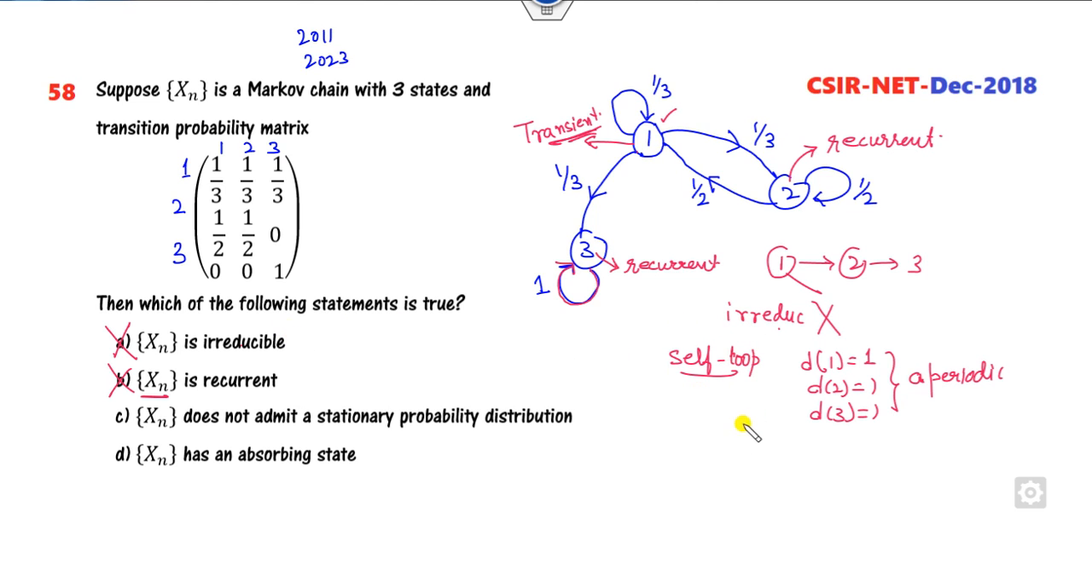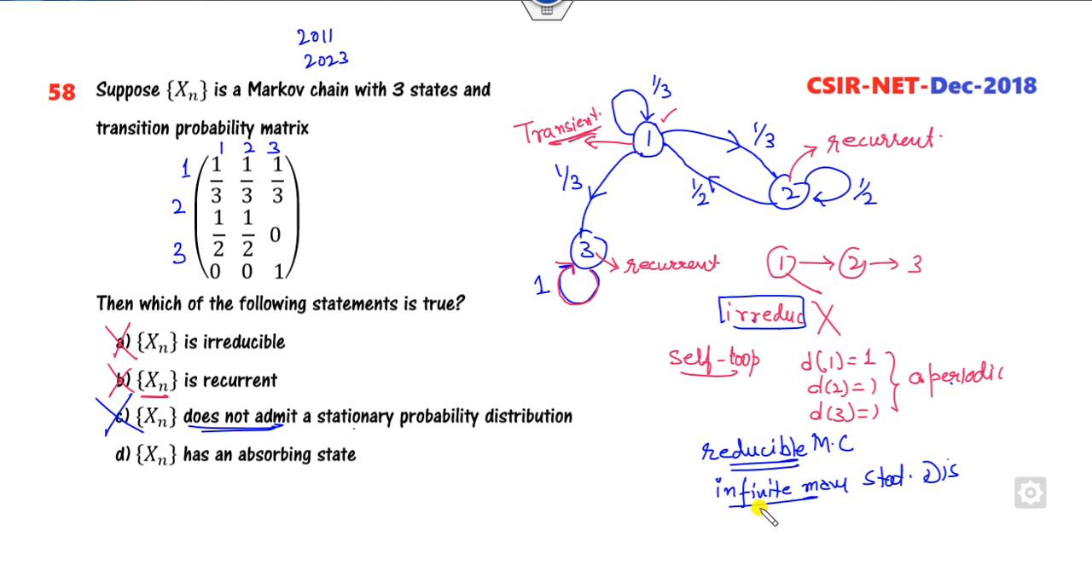Now it is not irreducible, it means it is a reducible Markov chain. Whenever there is a reducible Markov chain, then it has infinitely many stationary distributions. But if it is irreducible and aperiodic, then it has a unique distribution. But the option said it does not admit one, that's a wrong statement, because it has infinitely many stationary distributions.